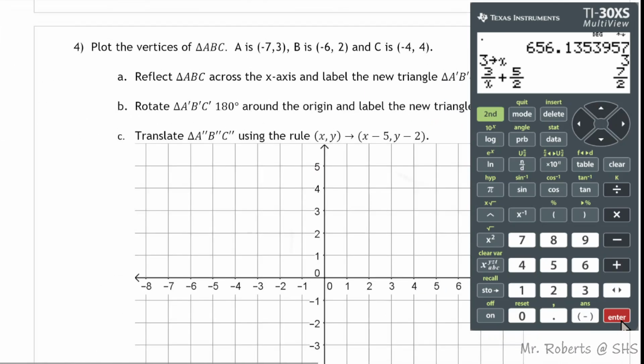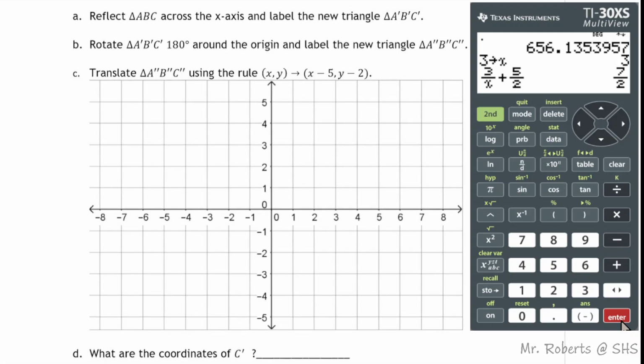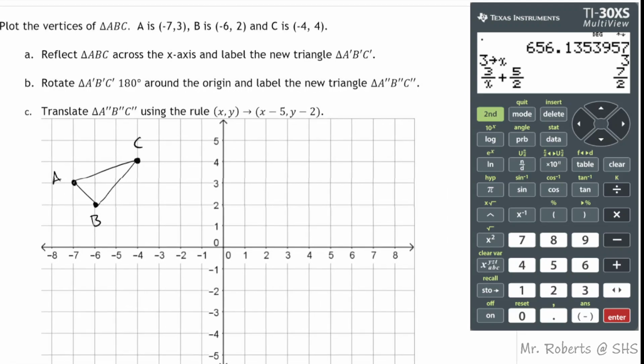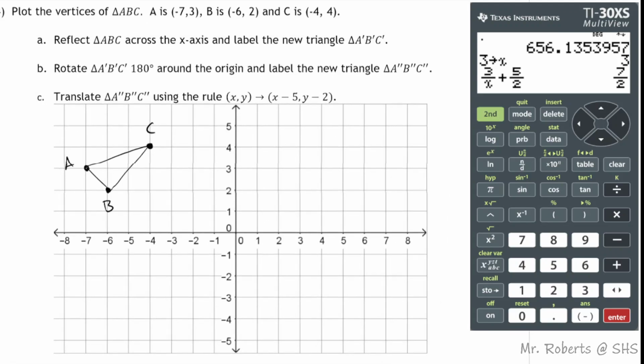Second page says, first of all, we're going to begin by sketching triangle ABC. Let me do that while it's paused. I believe this is triangle ABC. I plotted those points. A is at -7, +3, B is at -6, +2, and C is at -4, +4. Next, it says reflect this triangle across the x-axis and label the new triangle with the same thing, except make the vertices prime. Okay, so here is my x-axis, and I'm going to flip this thing across it.